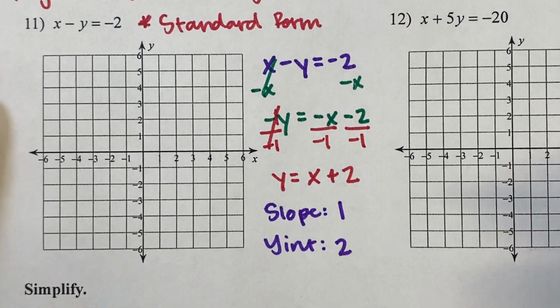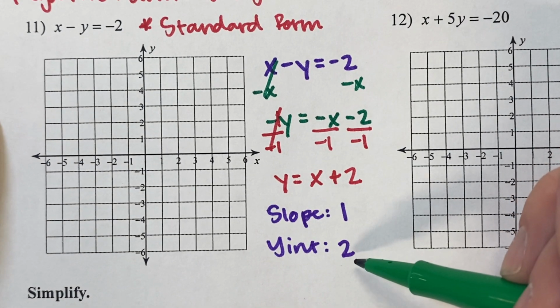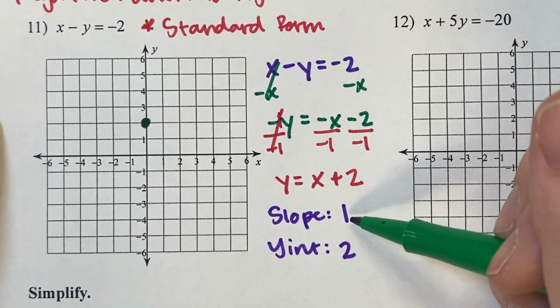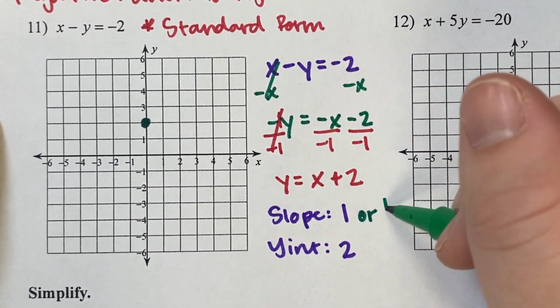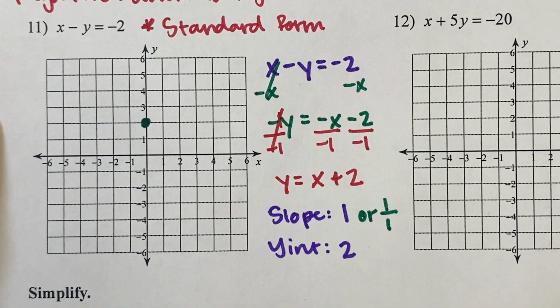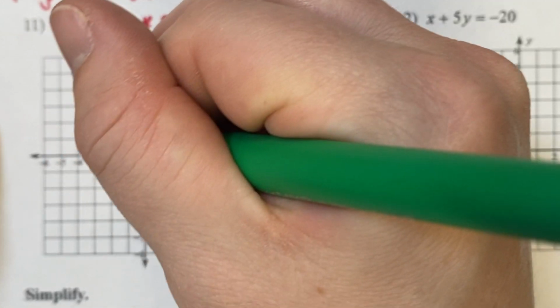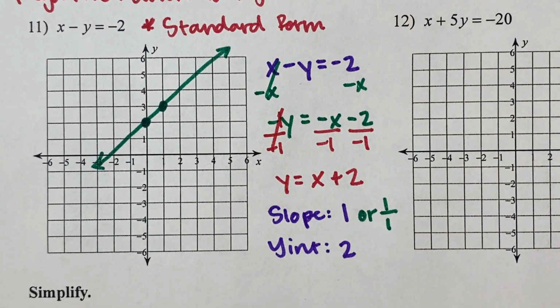We can go ahead and graph this guy. Start with your y-intercept. So find positive 2 on your y-axis. And then our slope is 1, or if you like to write it as a fraction, 1 over 1. Up 1 over 1. And connect those 2 points. Goes on forever. And there we go.